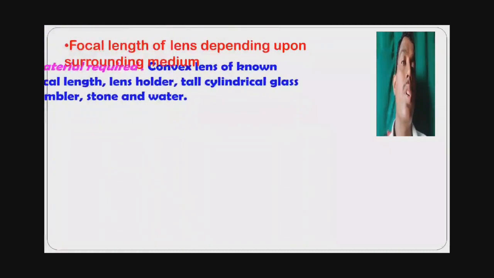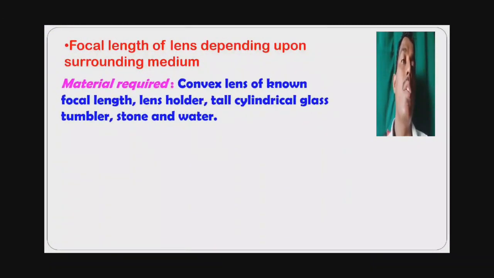Focal length of a lens depending on the surrounding medium. This is also an important activity. For this, the required materials are a convex lens of known focal length, lens holder, tall cylindrical glass tumbler, stone and water. These are the required materials. Our aim is to show the focal length of the lens depending on the surrounding medium.